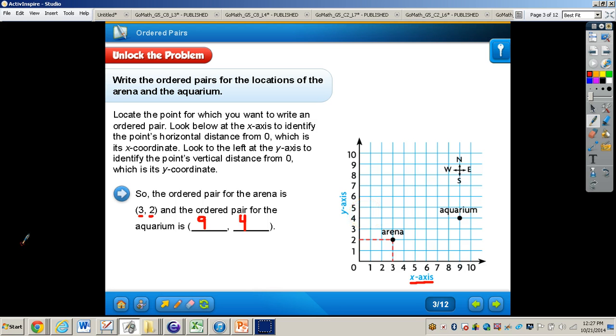Okay, so at the bottom of 373, it says, describe the path you would take to get from the origin to the aquarium using horizontal then vertical movements. So your possible explanation would be, I go to the right 9 units and then up 4 units. You can see to the right on my x-axis 9 units and then go up 4.